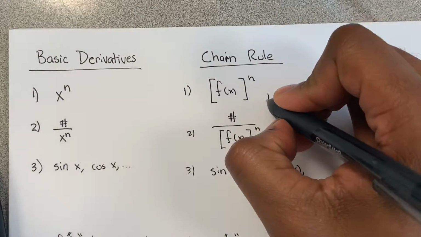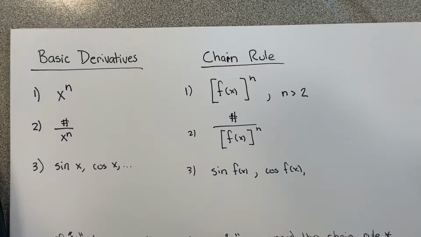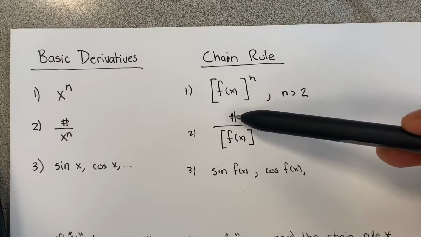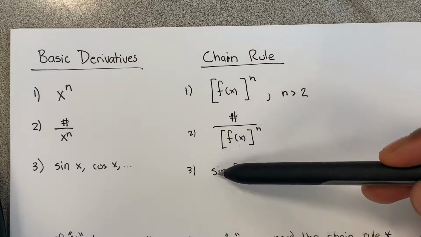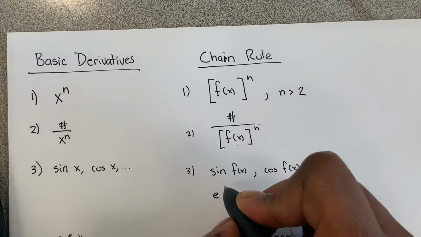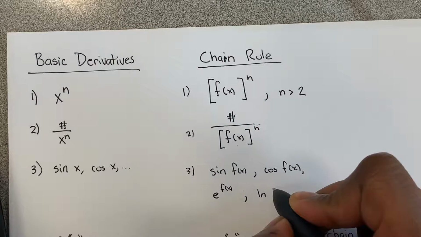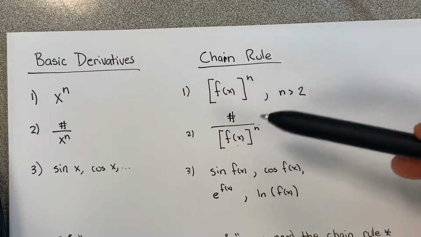and we're going to say, generally speaking, we want n to be greater than 2, because then we can't either multiply it out or likely can't apply some sort of identity. The same thing is going to go for if we have some number over a function to some exponent, or if we have sine, cosine, tangent, and so forth. And later on, we're going to add in e to some function and the ln of some function. All of these things require the chain rule.